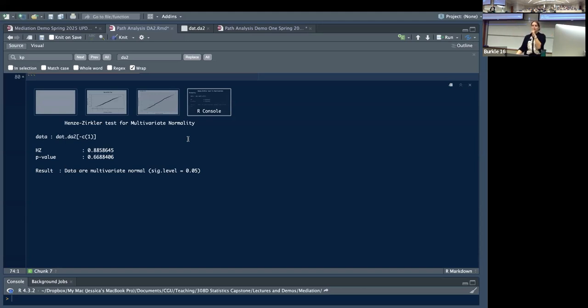So robust maximum likelihood. If I've got ordinal variables, so counts, right? Categorical variables in my data, what am I going to use? Do you remember? This one's trickier.